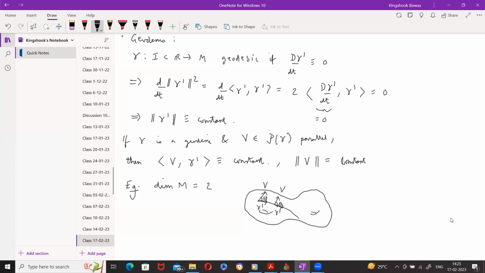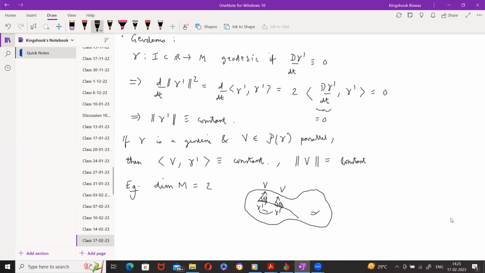So along a geodesic, parallel transport has a very simple geometric description. You start with any vector, you see the length and the angle in 2 dimensions, the length and the angle that you make with the tangent vector gamma prime, that will determine the vector V, right? Because we're in 2 dimensions. Yeah. So if this angle is constant, then parallel transport is simply given.